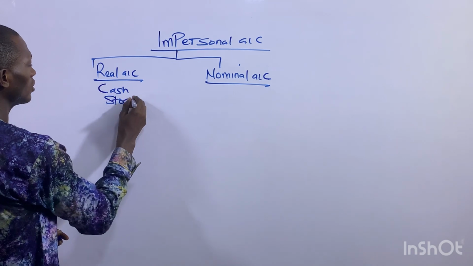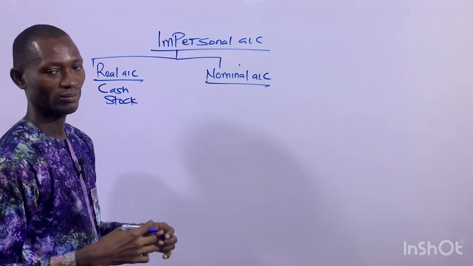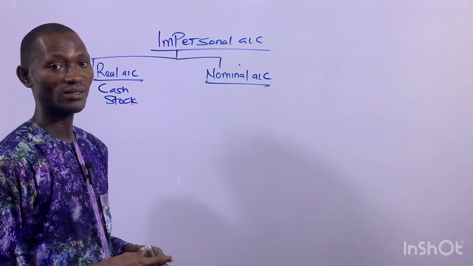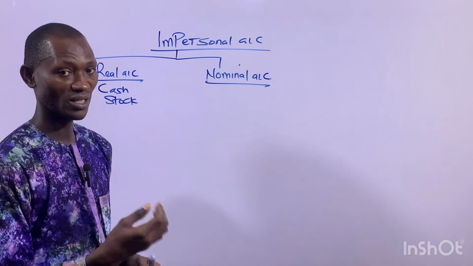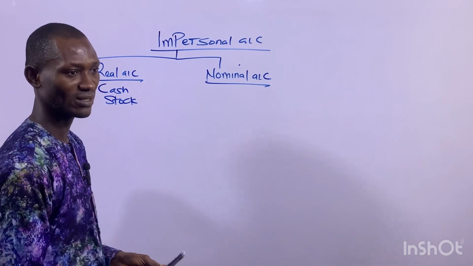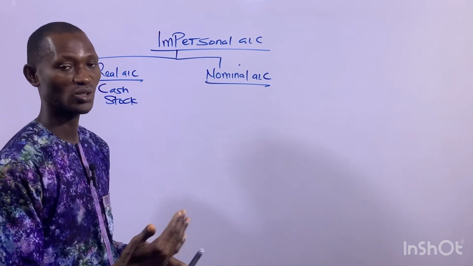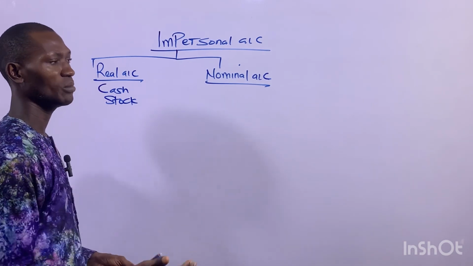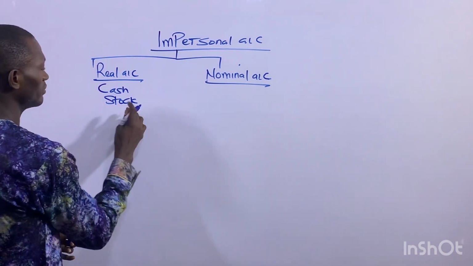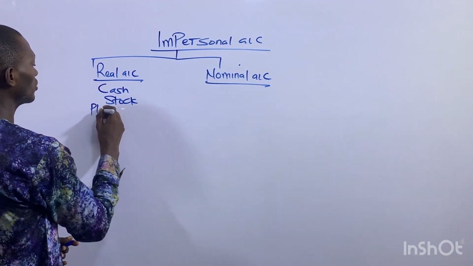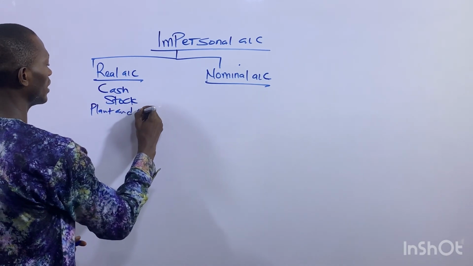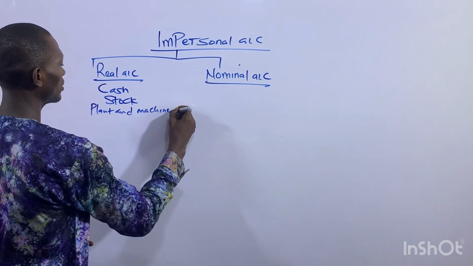Stock. Another word for stock is inventory, which a business sells. Basically, what a business sells is the stock. It could be in the form of raw materials, it could be work in progress, it could be finished goods. So that's basically it. Then we have plant and machinery.